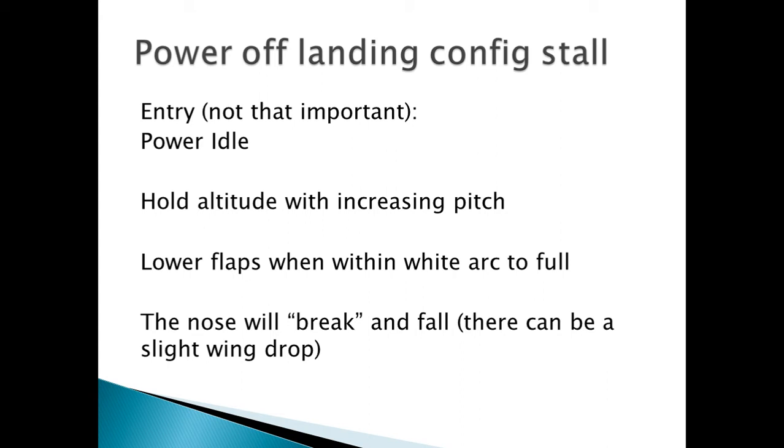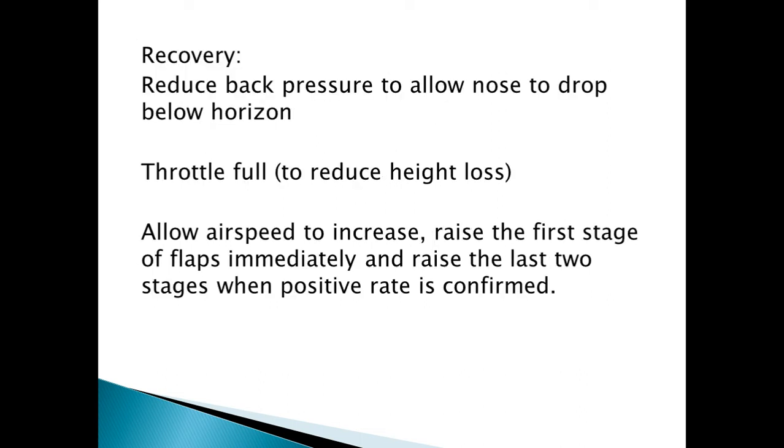Power goes to idle. You hold the altitude with increasing pitch in order to let the speed bleed off, and then when the speed is within the white arc, you can lower the flaps to full. Once again you hold the elevator until you are applying all the elevator, and then the nose would break and fall. It is worth noting that in a landing configuration there can be a slight wing drop.